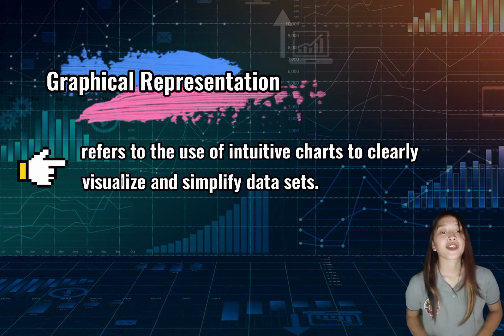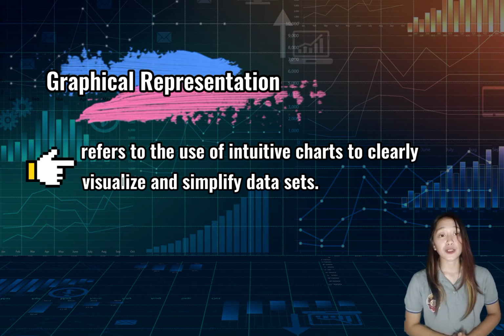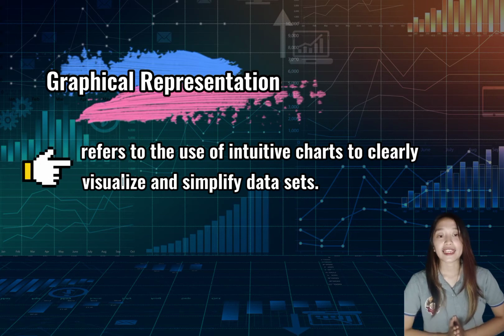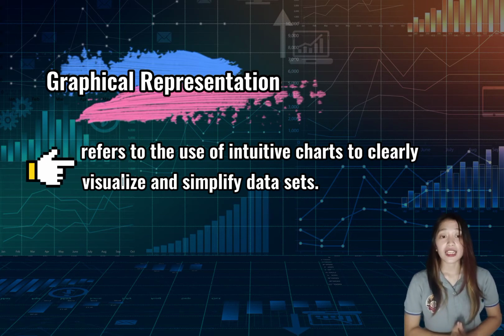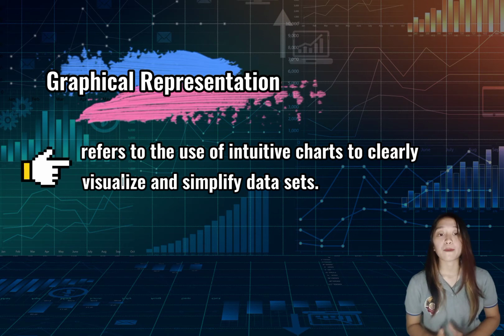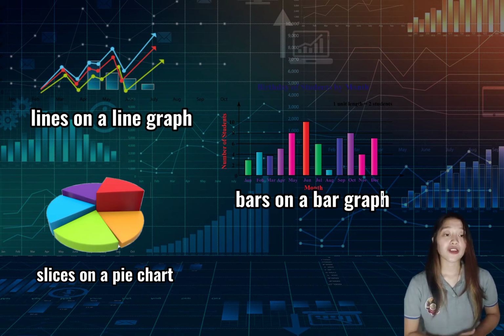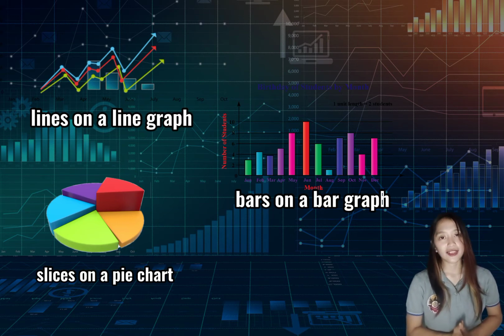In this video, I'm going to discuss the graphical representation of ungrouped data, including line graph, bar graph, and pie chart. Graphical representation refers to the use of intuitive charts to clearly visualize and simplify data sets. Data is ingested into graphical representation and then represented by a variety of symbols, such as lines on a line graph, bars on a bar graph, and slices on a pie chart, from which users can gain greater insight than by numerical analysis alone.